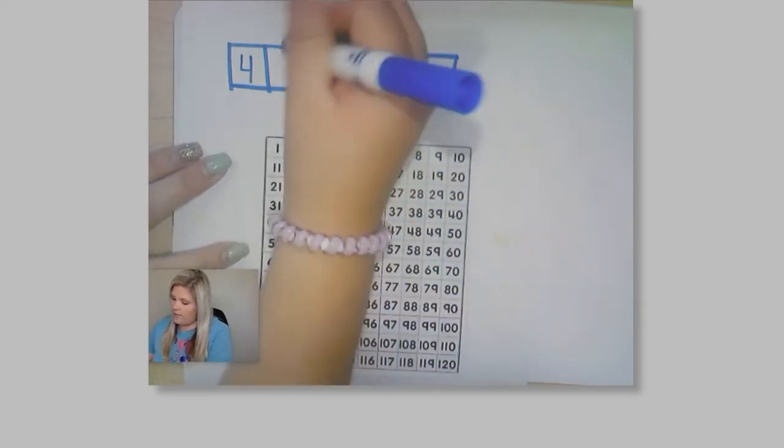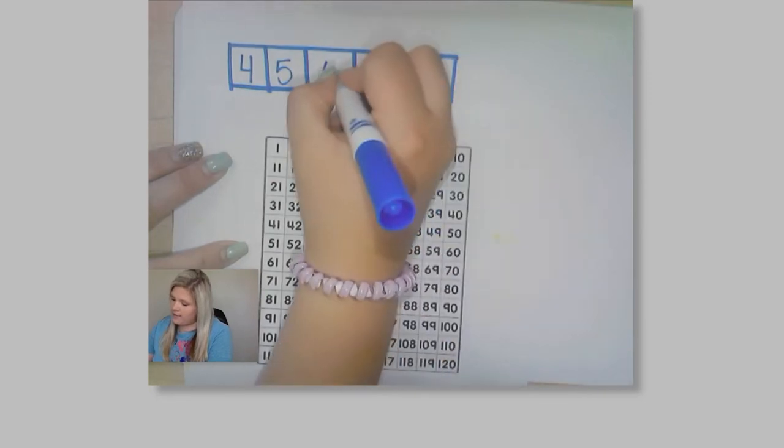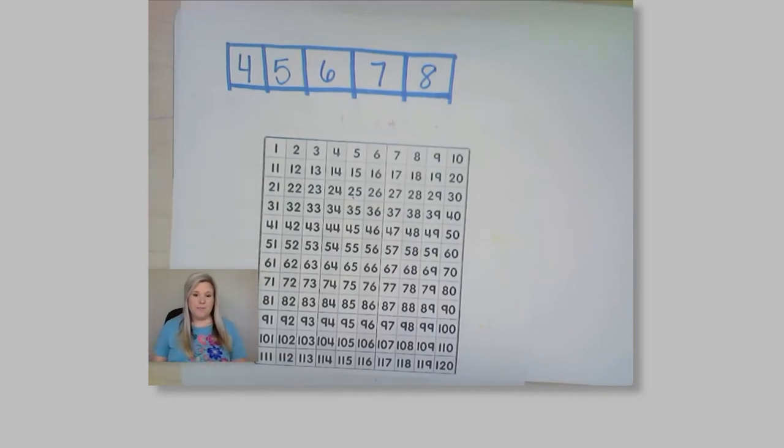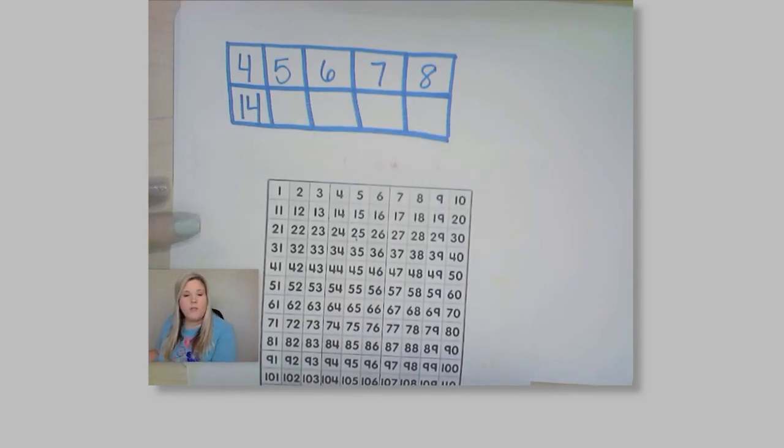4, 5, 6, 7, 8. Now you write the numbers that come after 4. Great job. I filled in the top part of my chart. Let's go ahead and fill in the bottom chart together. Our problem starts with the number 14. So let's find the number 14 on the 120 chart.